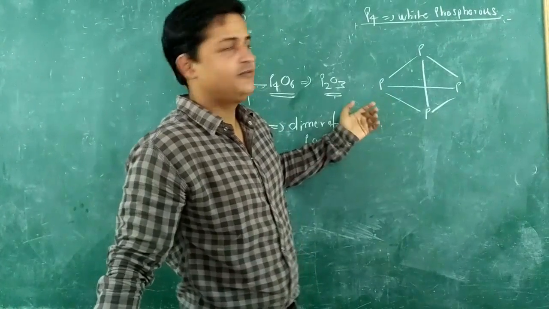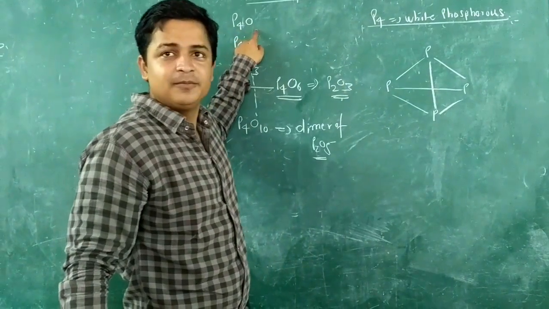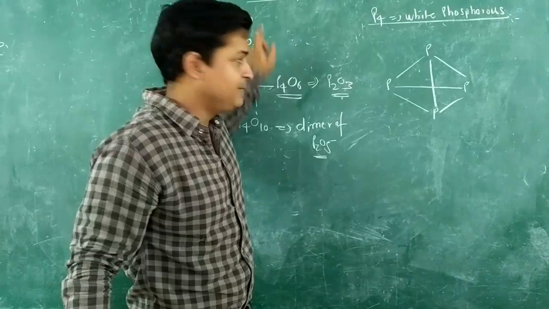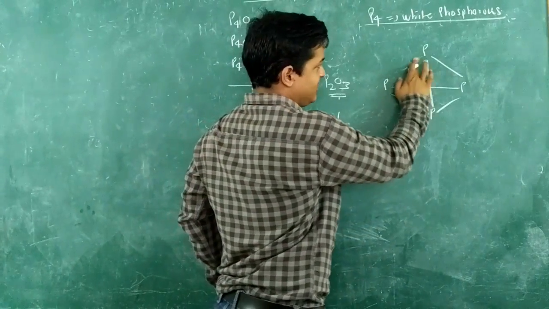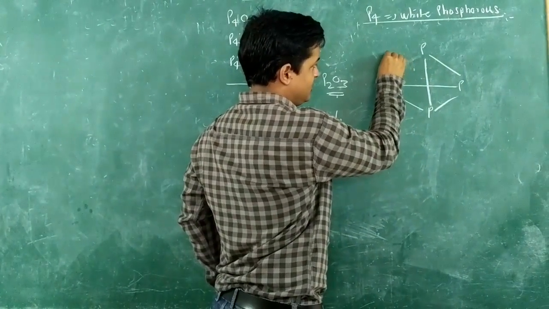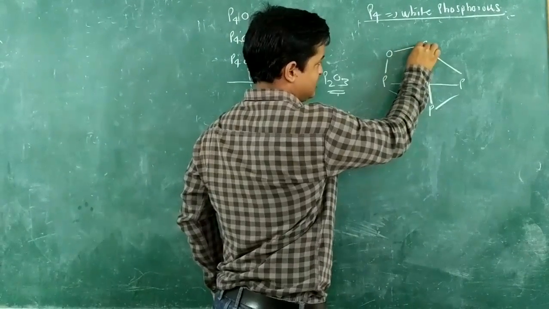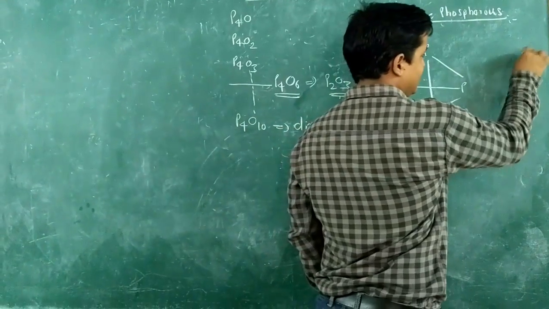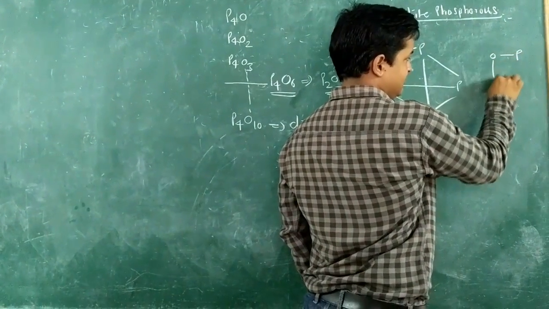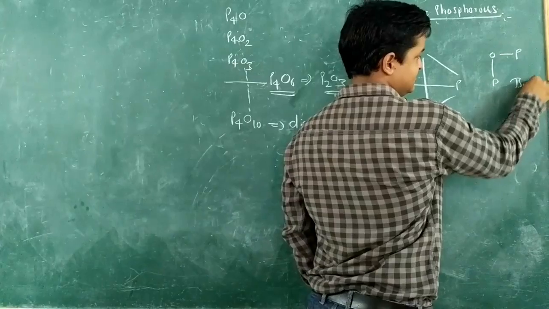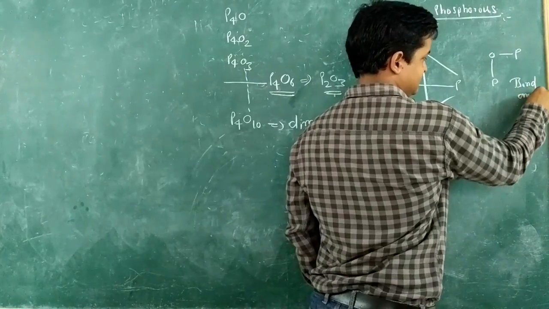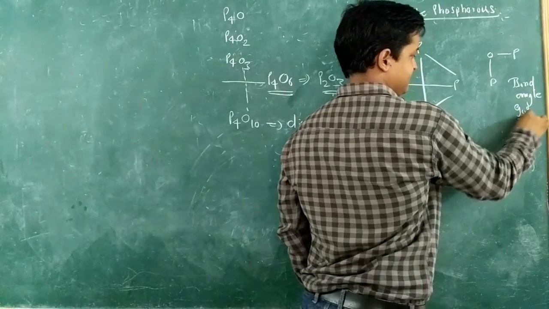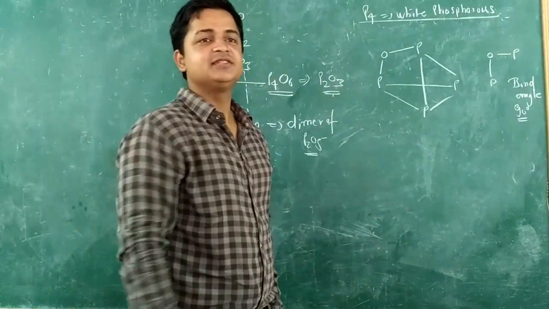Now, if we have to make tetraphosphorus monoxide, simply you have to remove a single sigma bond and place an oxygen there. By placing an oxygen, you should keep in mind it should not be completely flat, because the bond angle becomes 90 degrees. The bond angle becomes 90 degrees.